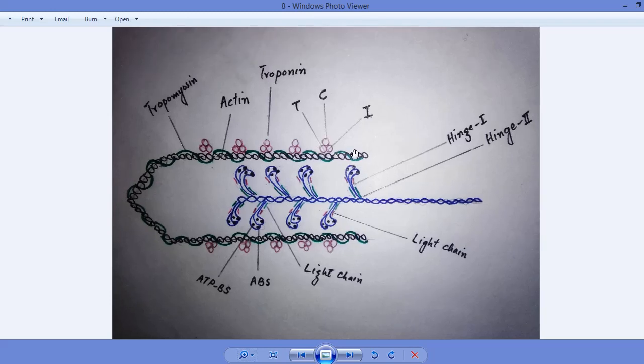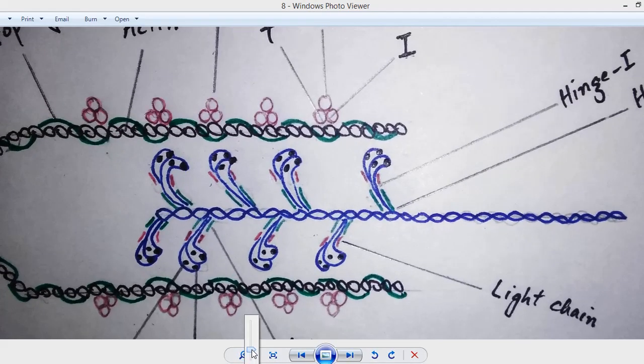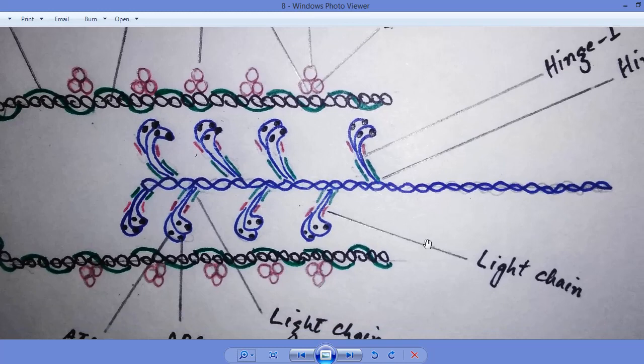So each actin filament is represented over here, and each actin filament overlaps the myosin filament. This blue color represents the myosin filament, which is overlapped by the actin filament. If we go to the detail of the myosin filament, what is there inside? The myosin filament consists of two heavy chains and two light chains. The heavy chains in this diagram have been represented by the blue color, and the two light chains have been shown by the red and green color.